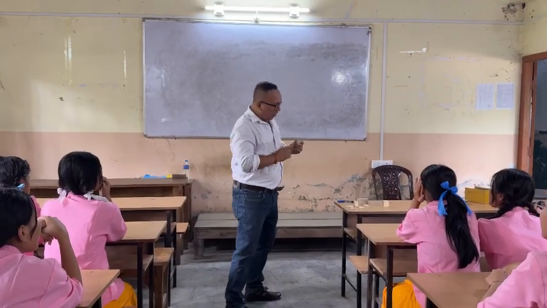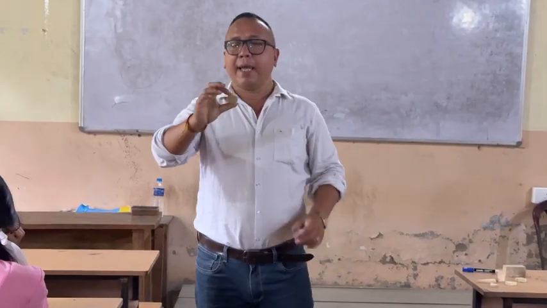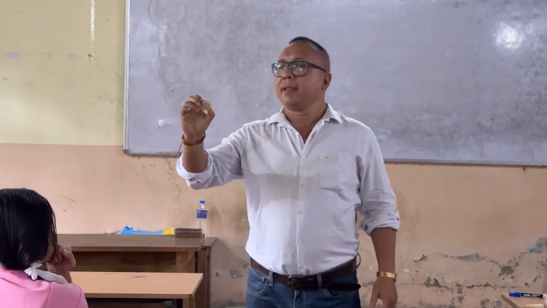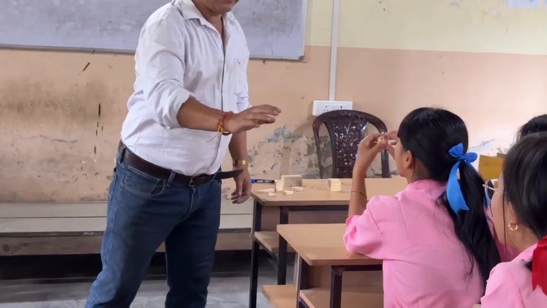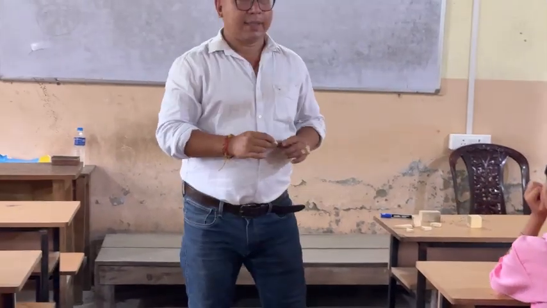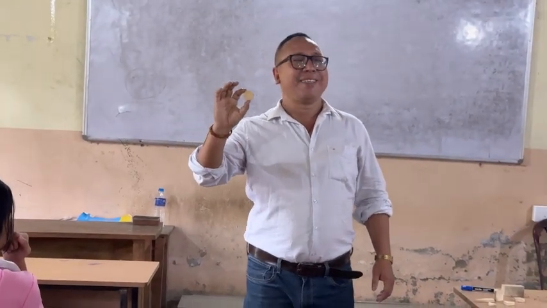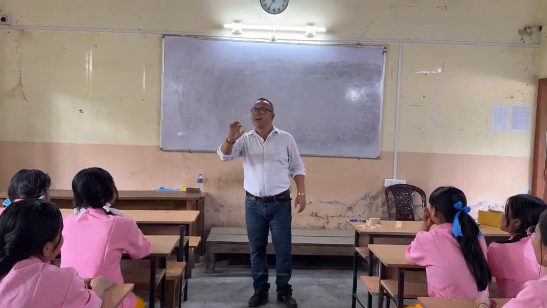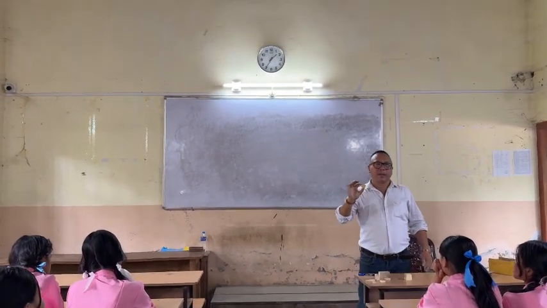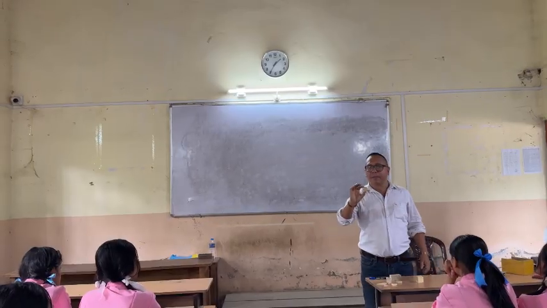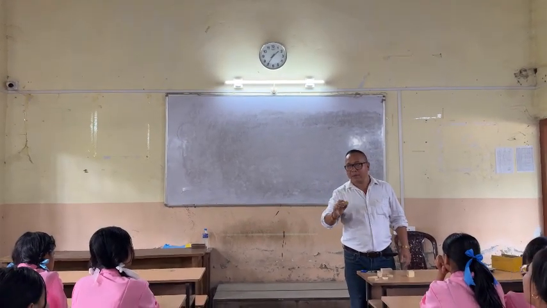Then 1, 2, 3, 4, 5, 6. I have a figure. You can touch it. How many sides are there? 6. Then this type of polygon we call a hexagon. Then if the sides are equal, we can call it a regular hexagon. If it is not, then it is simply a hexagon. Can you understand?